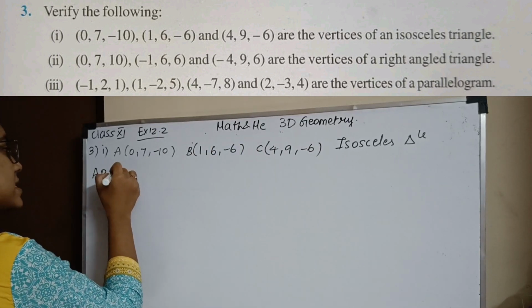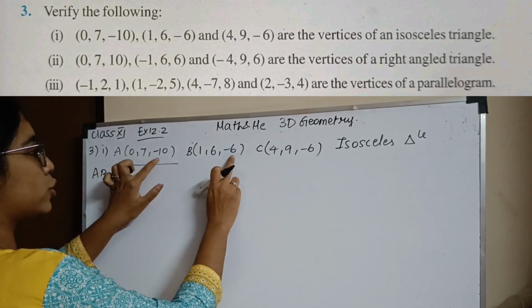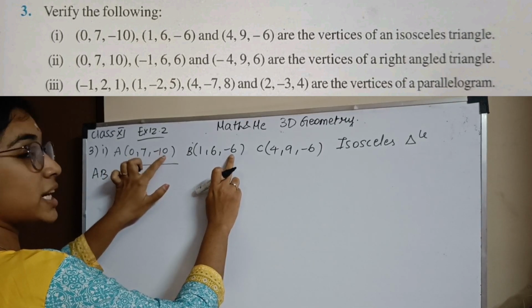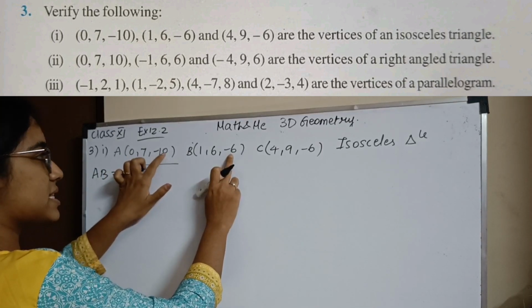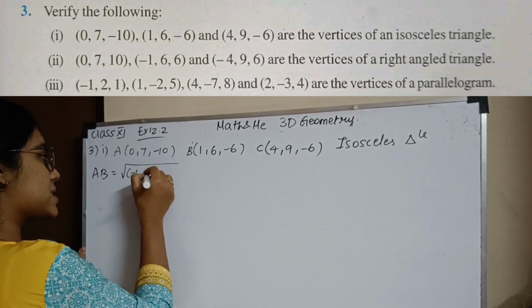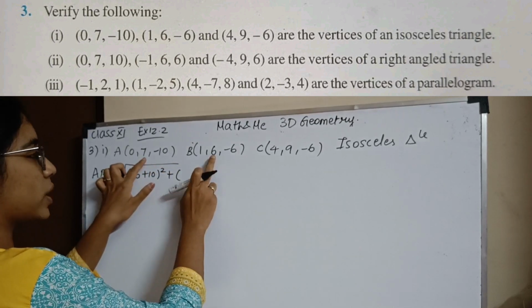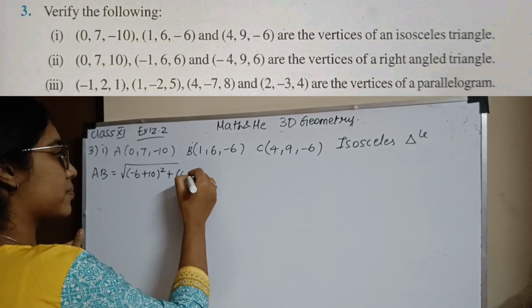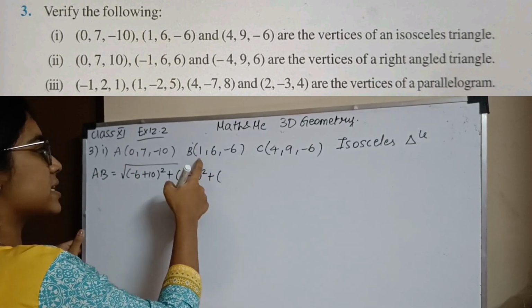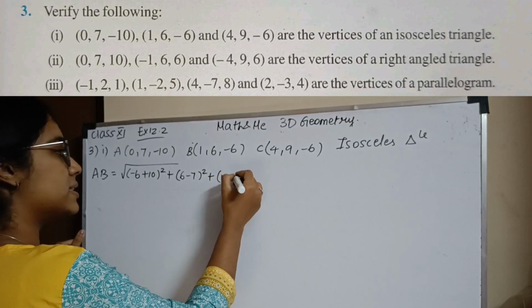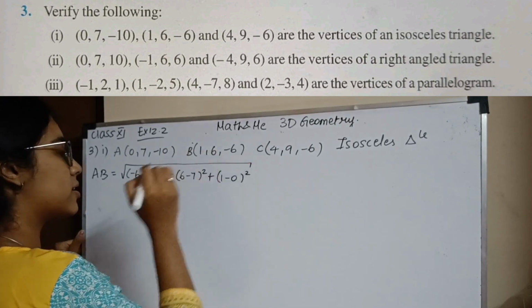So first, distance AB will be x2 minus x1, minus 6 minus of minus 10. It will be minus 6 plus 10, okay? Minus 6 plus 10 the whole square plus y coordinate, y2 minus y1, 6 minus 7 the whole square, plus z2 minus z1, 1 minus 0 the whole square, okay? This is under the square root.